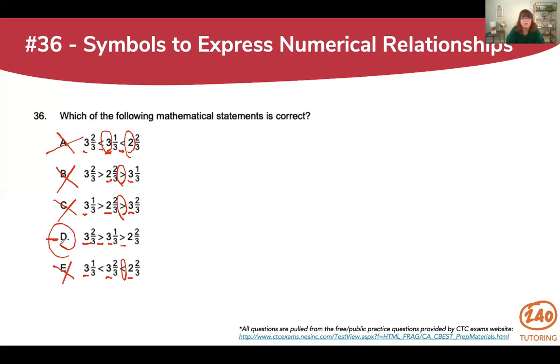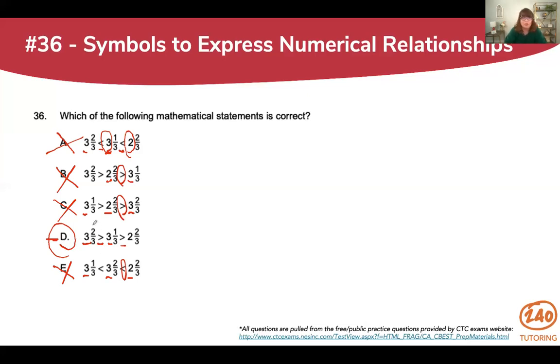Y'all, D is the correct answer without comparing a single fraction. You can just compare the whole numbers. None of these fractions are improper, which would make the whole number change. So this is really straightforward. You don't even have to deal with the fractions. The only one that can be correct is D, based on the whole numbers.